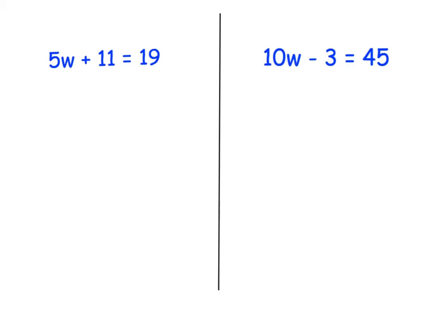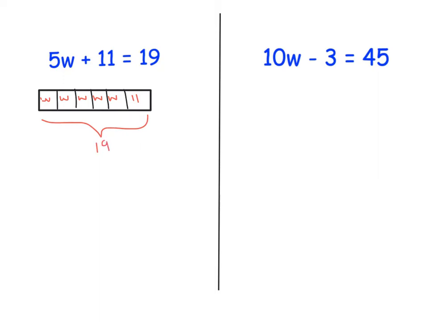The first thing that I'm going to do is I'm going to do this bar. So I've got 5w, and it doesn't have to be beautiful. 1, 2, 3, 4, 5. And you'll notice that I've left a 6th box on purpose because I've got 5w, which is this, w, w, w, w, w, plus 11. And I know that all of this is equal to 19.